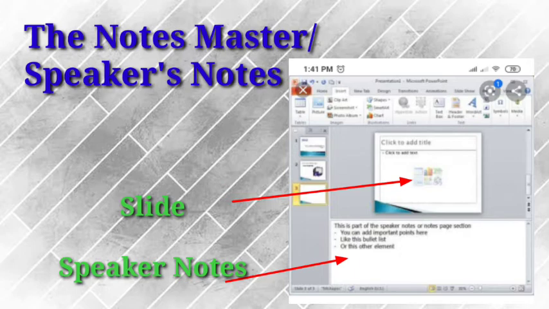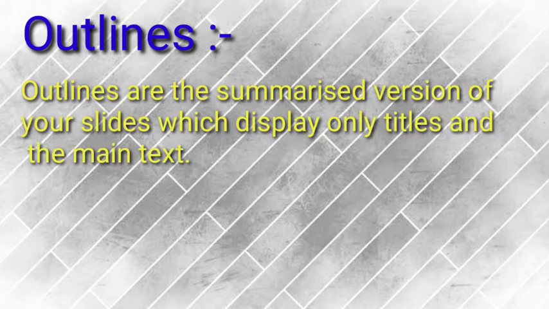So moving forward, the next component is the outline. The third component is the outlines, which are basically the summarized version of your slides, or you can say the summary of the information which you are going to display on the screen for explaining it to the audience. Whatever you are going to convey to the audience, it will contain the titles and some of the main text as an outline in your presentation.